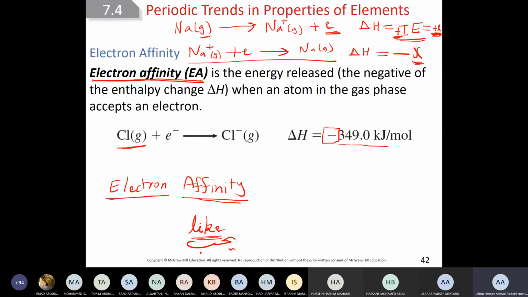Good. Next, we call this reaction delta H, and we also call it electron affinity. For this reaction, delta H is also called electron affinity, but with a negative sign.